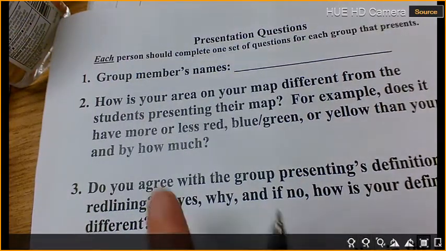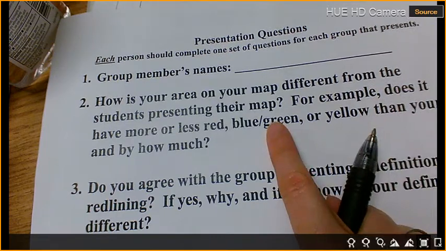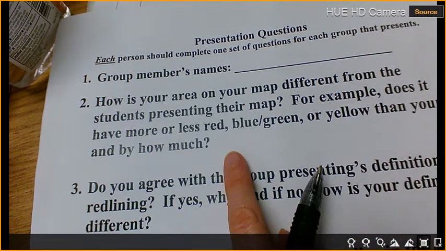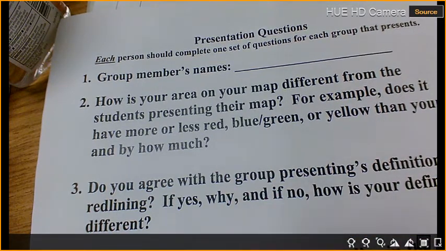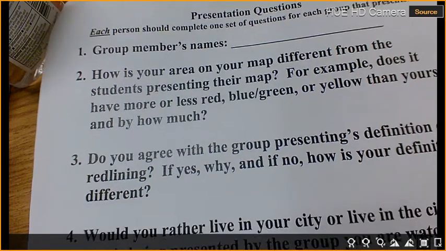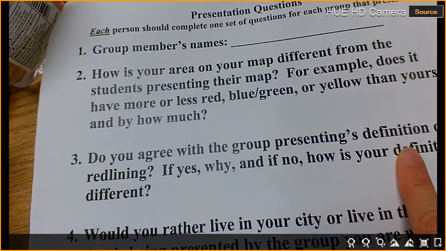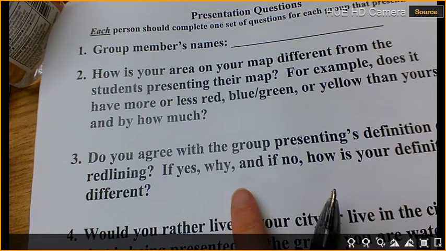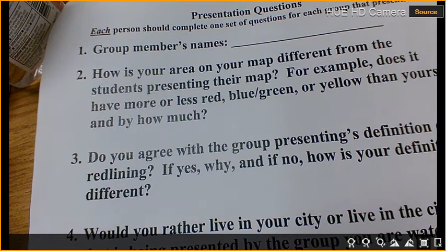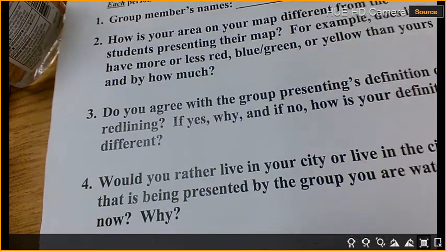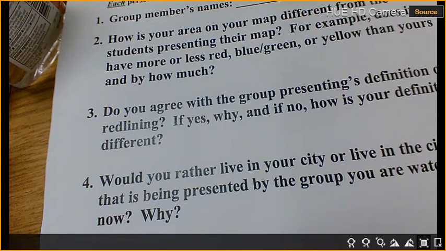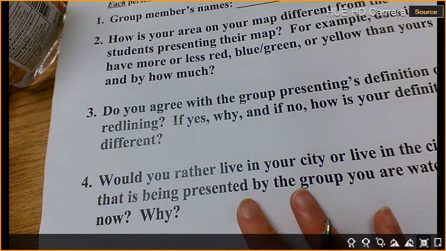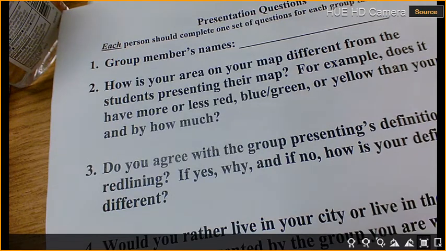So, how is your area in your map different from the students presenting their map? For example, does it have more or less red, blue, green, or yellow than yours, and by how much? Do you agree with the group's presentation definition of redlining? If yes, why? And if no, how is your definition different? Would you rather live in your city or live in the city that is being presented by the group you are watching now? Why? Okay, so you need to tell me your group's name.